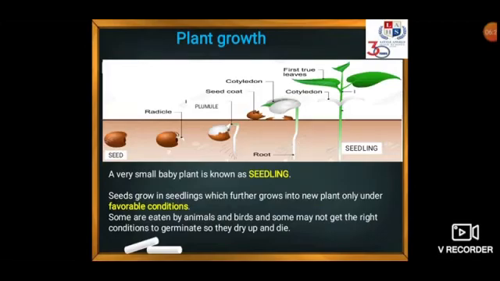Now, seeds grow into seedlings which further grow into a new plant only under favorable conditions. Now, what are these favorable conditions? The favorable conditions are that the seed should get the right amount of sunlight, water, space, and air. Then only it will germinate into a seedling. Now, what happens? Some of these seeds can be eaten by animals and birds, and some may not get the right conditions to germinate. So, what will happen to them? They will dry up, and of course, they will die.